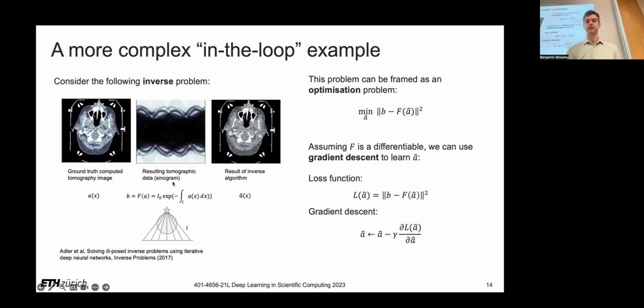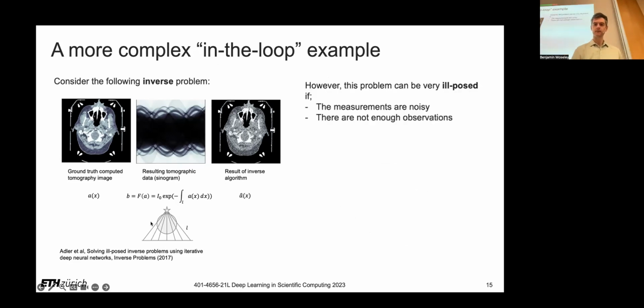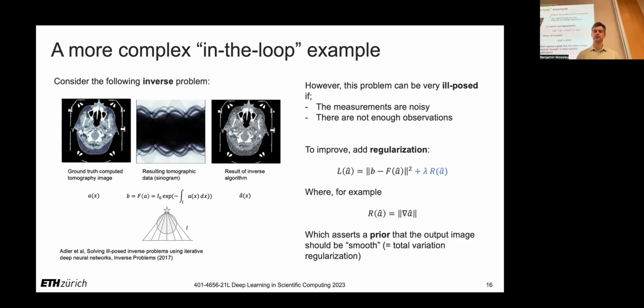You can imagine that if you just had one detector here and one ray going through it, you wouldn't be able to figure out what the attenuation would be everywhere else. It would be really hard. And this gets harder when the sinograms, or the observational data, are very noisy. It also gets harder if you don't have as many observations as you need. So one approach, which is very popular, is to add some idea of regularization.